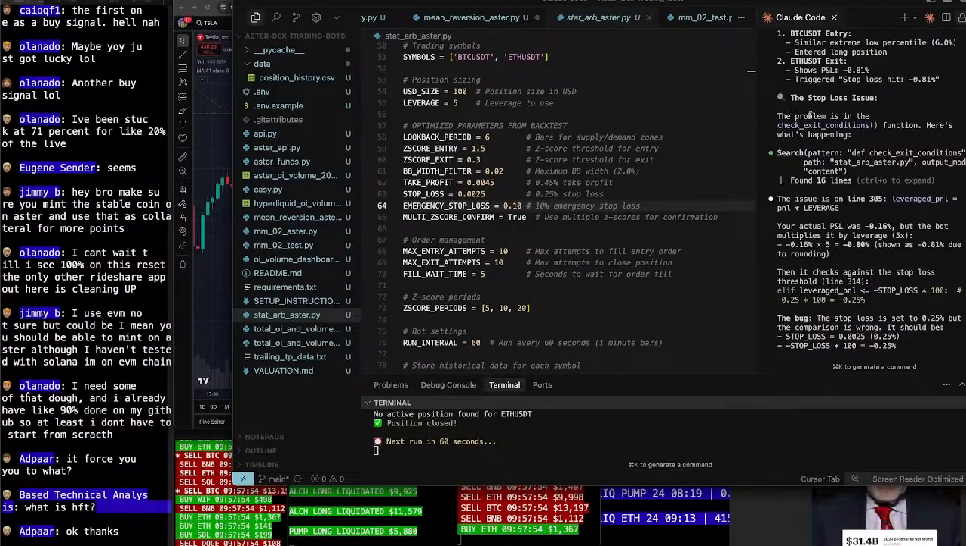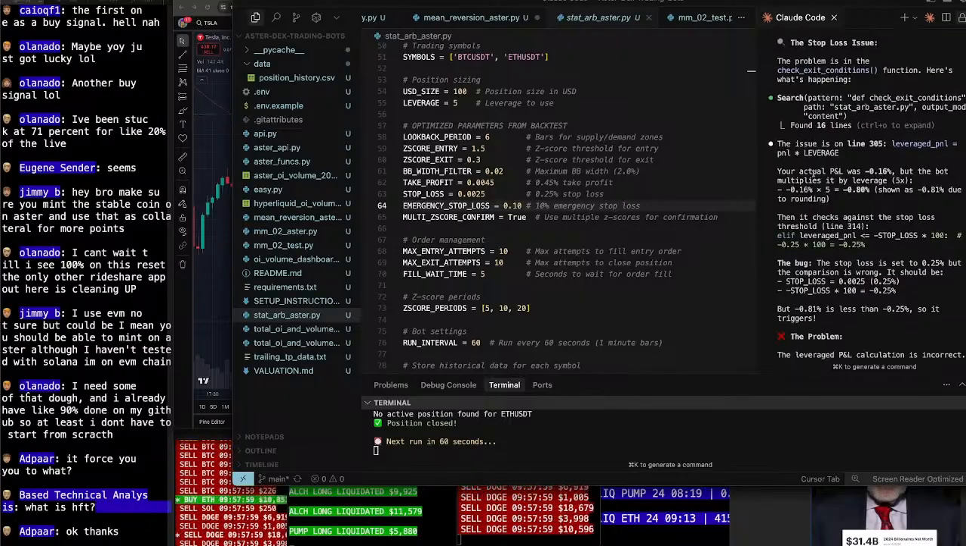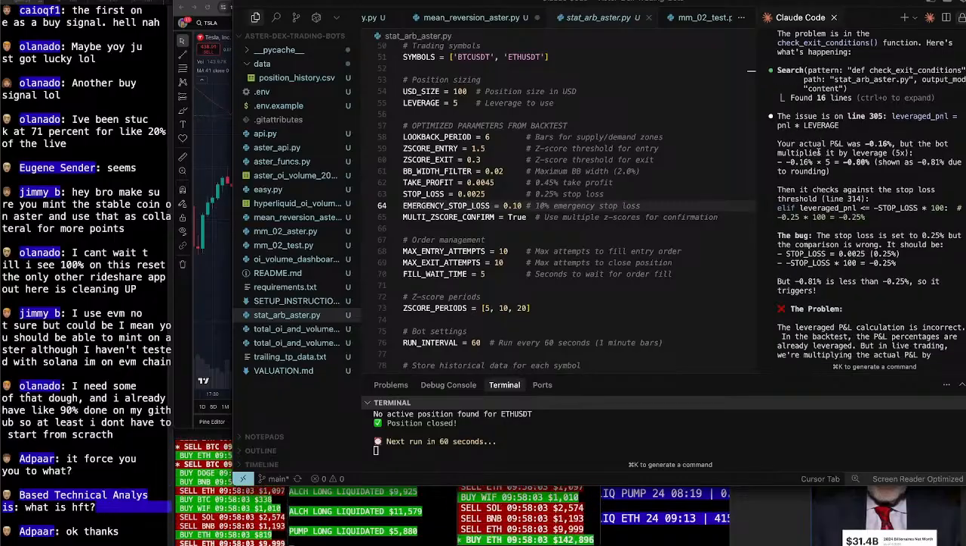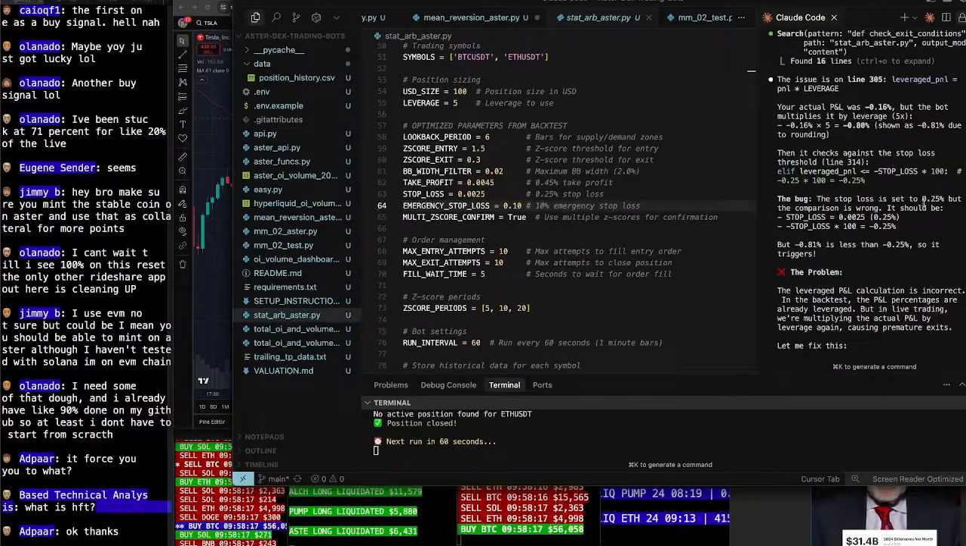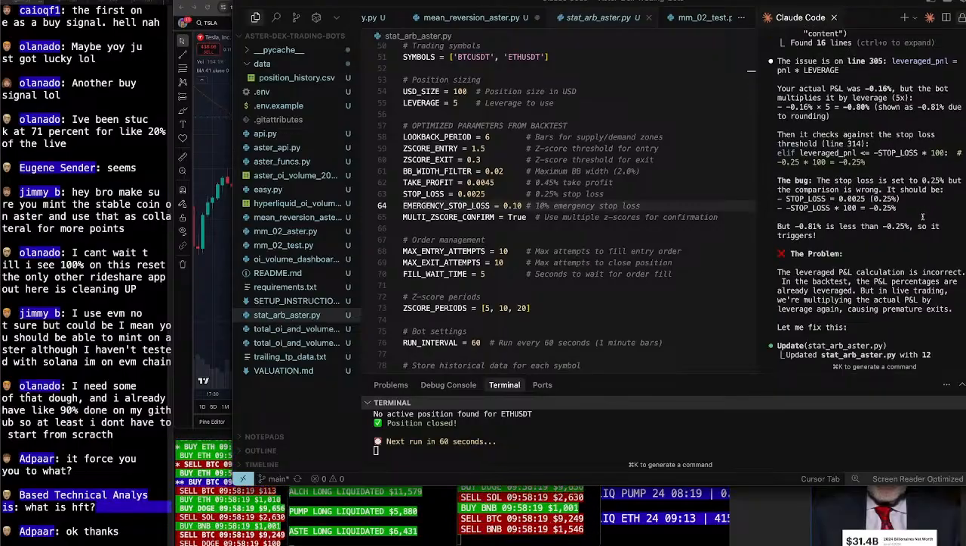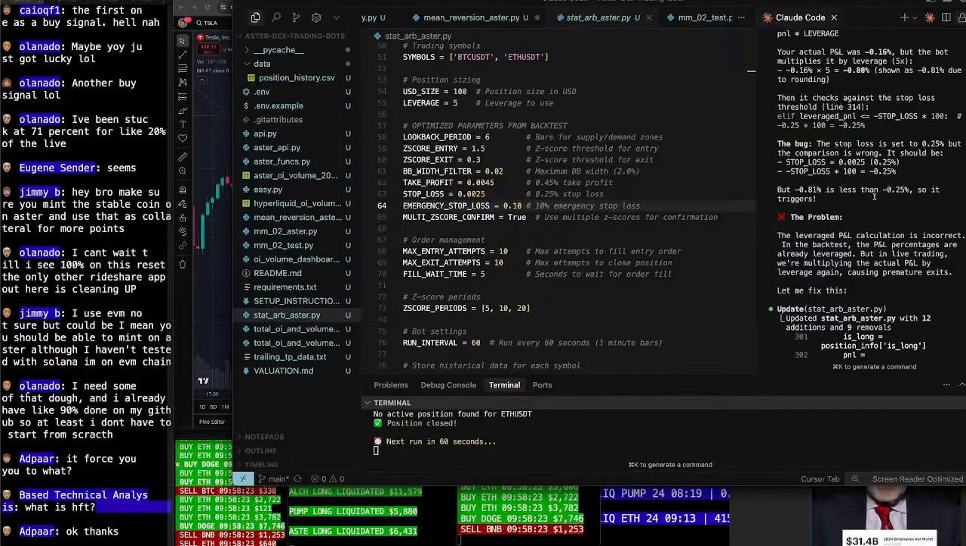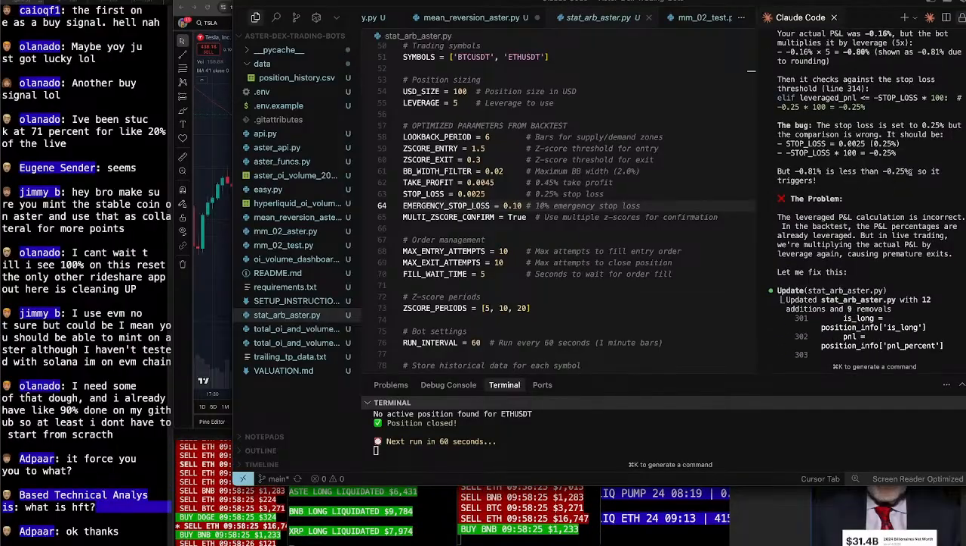The stop loss issue. The problem is the check exit conditions function here. The issue is on line 305. Leverage P&L equals P&L times leverage. Your actual P&L was 0.16, but the bot multiplies it by leverage, giving 0.81. Then it checks against the stop loss threshold. The bug: the stop loss is set to 0.25, but the comparison is wrong. It should be stop loss, but 0.81 is less than 0.825.